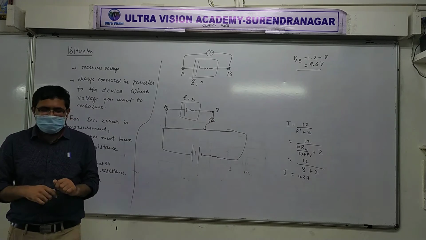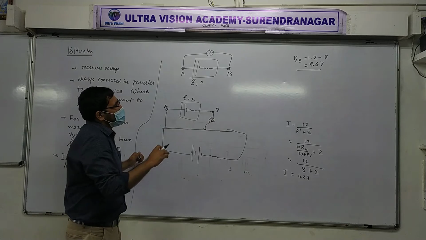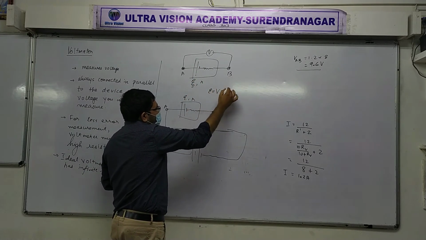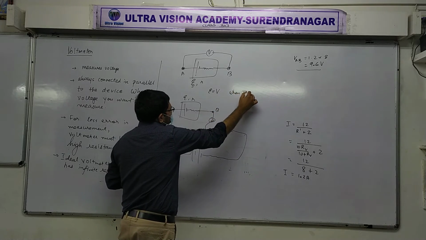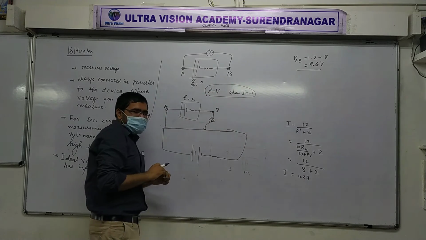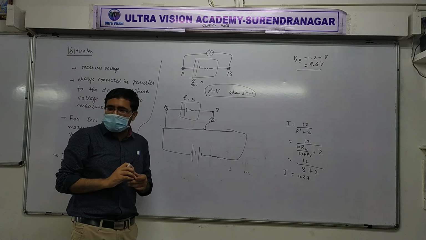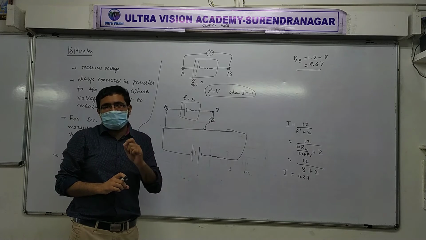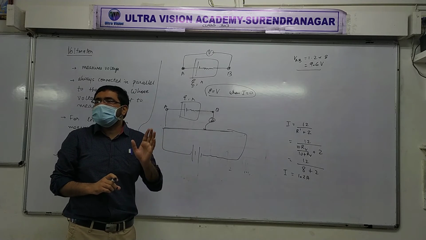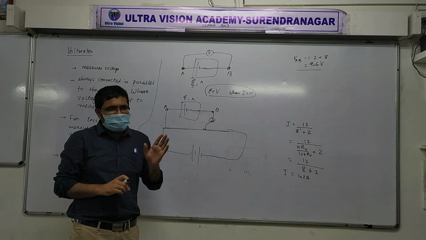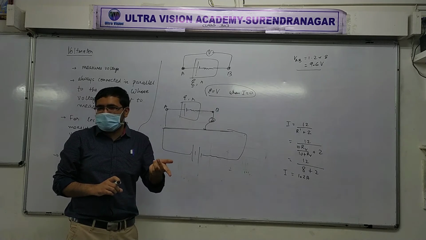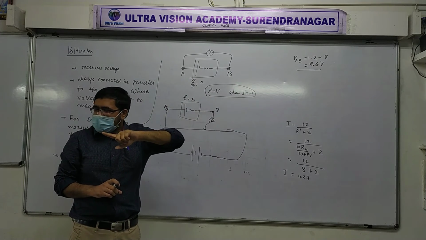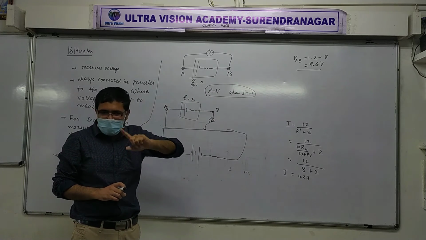Simple. Column is very close to the correct answer. What is the meaning of EMF? EMF is equal to terminal voltage when I is equal to 0. Yes or no? Open circuit condition means the current flowing through the cell is 0. At that time, if you measure terminal voltage, that terminal voltage is actually EMF. Everyone remember this? I need the definition. Clear?